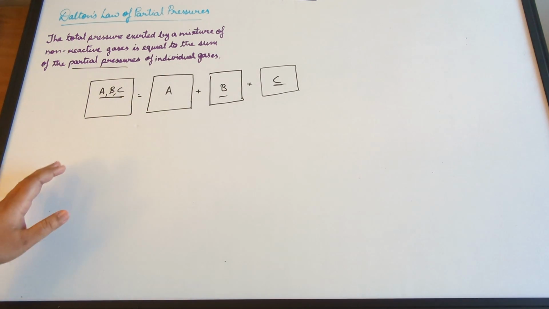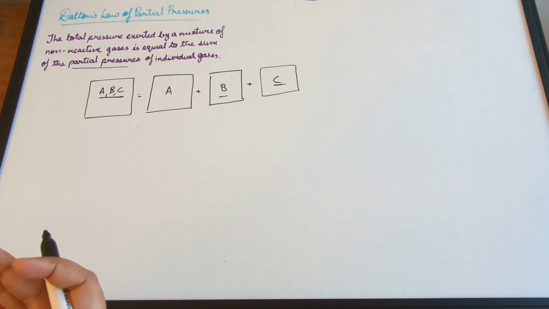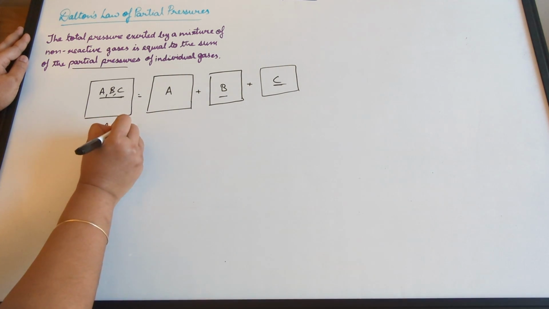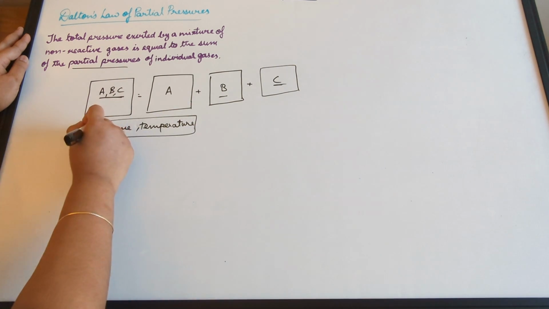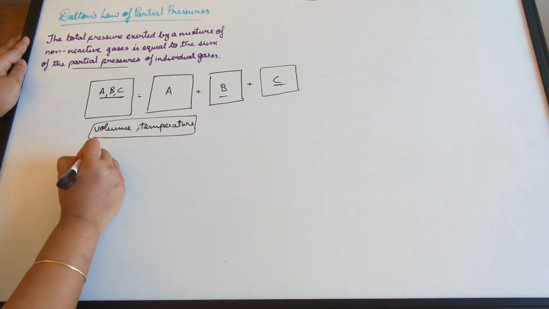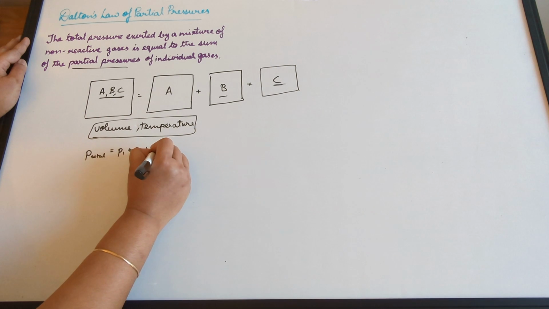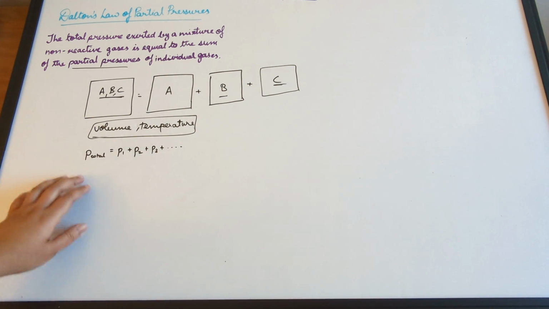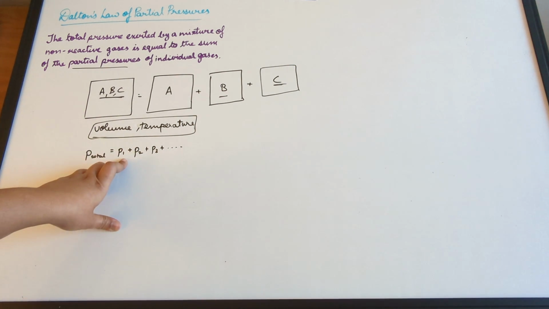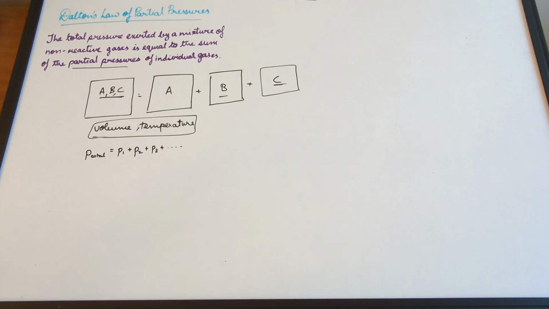Now when we talk about pressures, obviously there are other conditions like temperature and volume which could change. So we are assuming that they have the same volume and the same temperature. Volume and temperature are considered constant and pressure is calculated. So we get the equation P total equals P1 plus P2 plus P3 and so on. Basically, P total is the total pressure exerted by a mixture of non-reactive gases. That equals the partial pressure of 1 plus the partial pressure of 2 plus the partial pressure of 3 and so on, that is, the partial pressures of the individual gases.